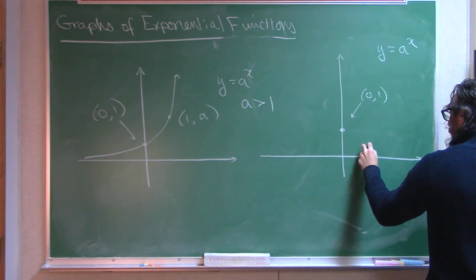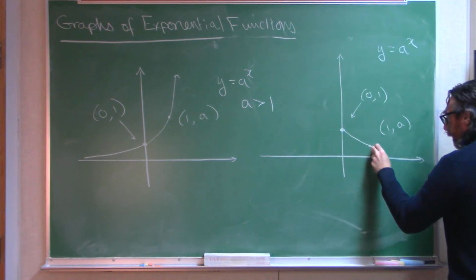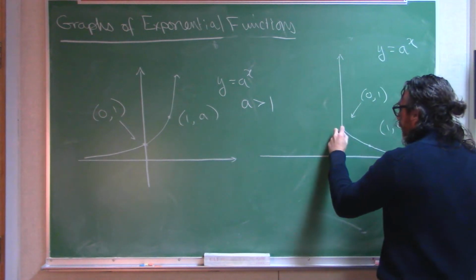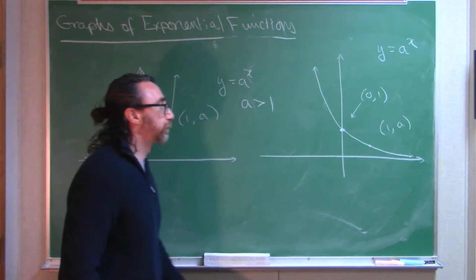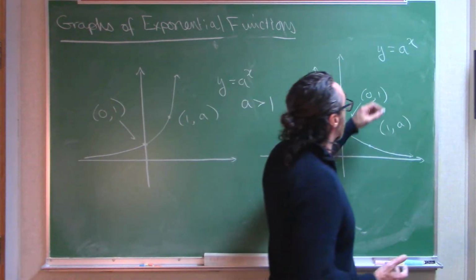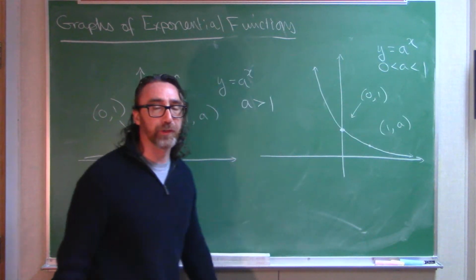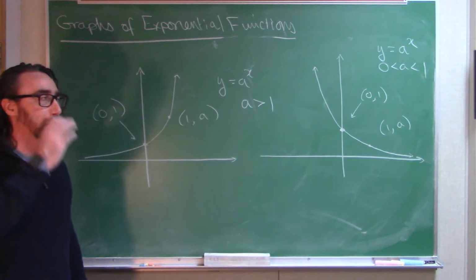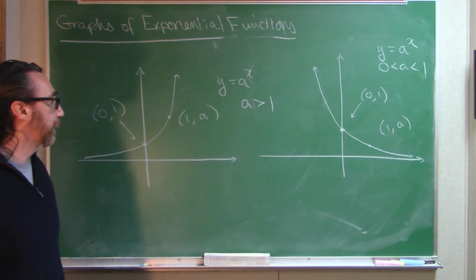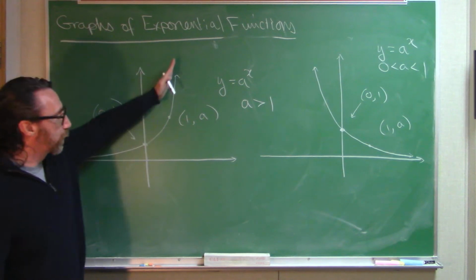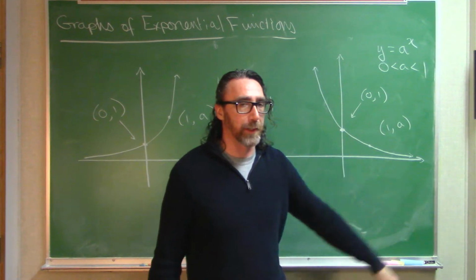But if A is smaller than 1, then you're actually going to go down. You're going to get this behavior. You're still flattening out to the x-axis, but it's going to be on the right side rather than on the left side. This is the scenario that you're looking at if your base is between 0 and 1. So it's the same basic shape, it's just flipped. It's the mirror image, right? So if A is bigger than 1, rising on the right. If A is smaller than 1, we're flattening out on the right.